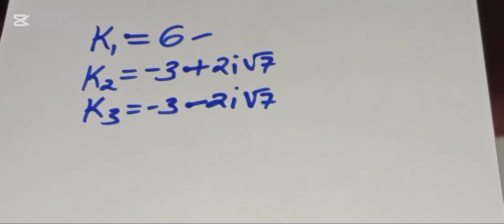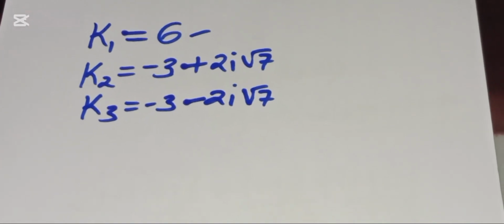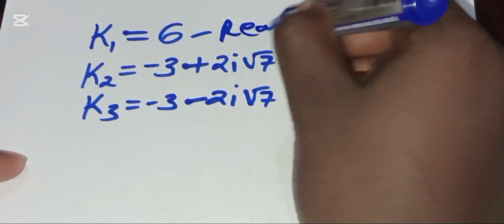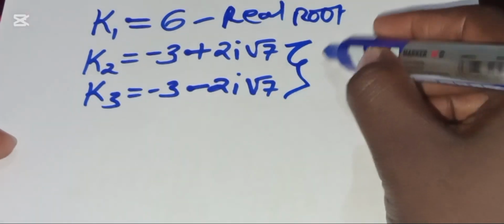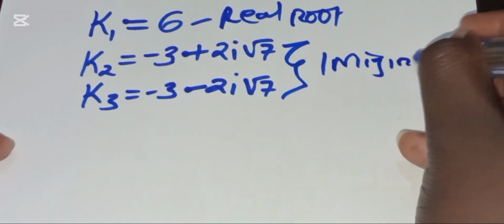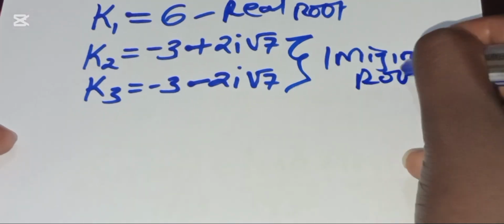We have three values of k. We have k1 is equal to 6, which is a real root, and we have k2 and k3, these are imaginary roots.